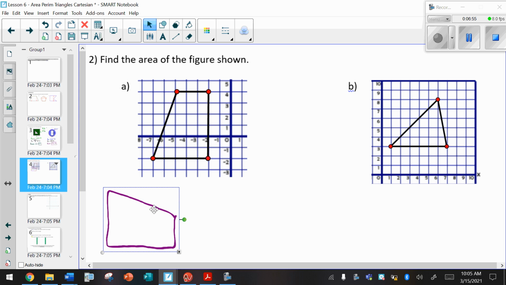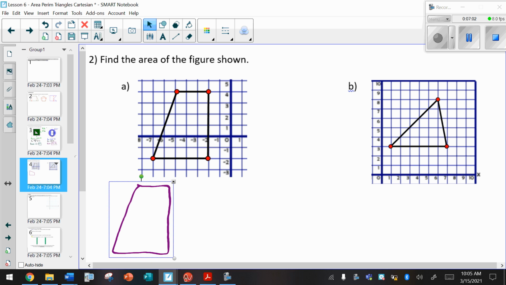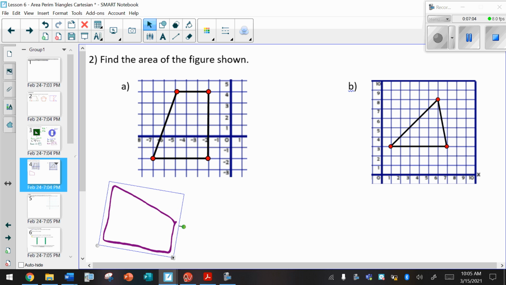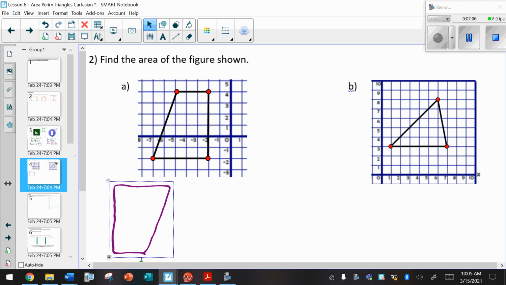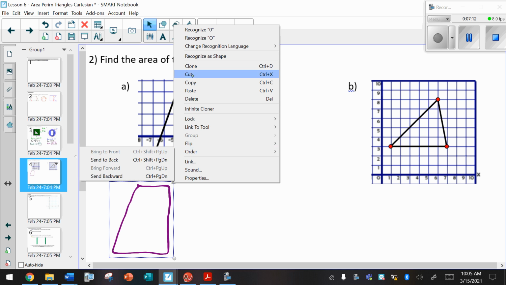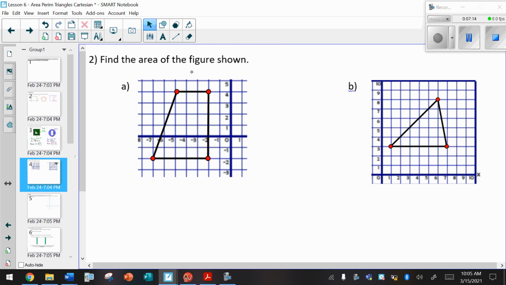You're not here. It's a trapezoid. No matter how you spin it, this is a trapezoid. It has one pair of parallel sides, and the other two sides are not equal nor parallel. That's a trapezoid. So what we can do is take the formula for the area of a trapezoid and just apply the formula to our shape.